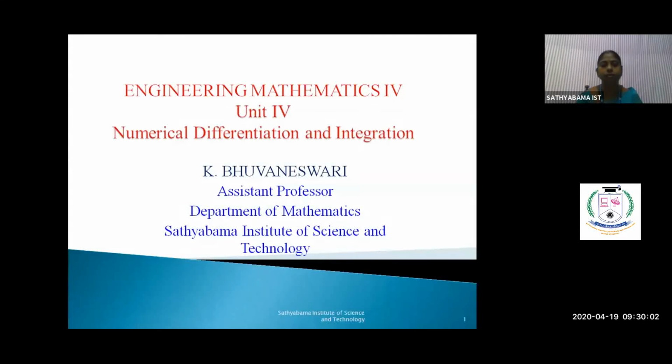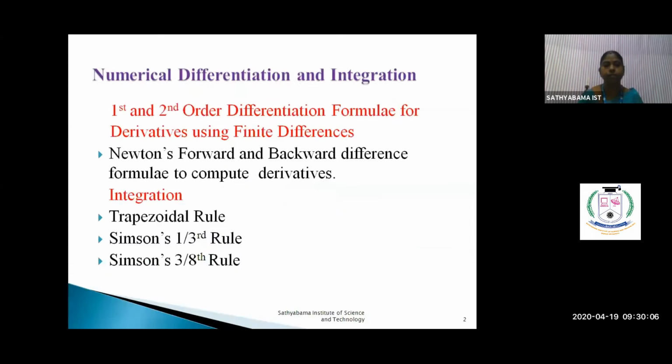Differentiation and integration. Yesterday we have seen numerical methods, we have seen interpolation. So today we are going to discuss numerical differentiation and integration.